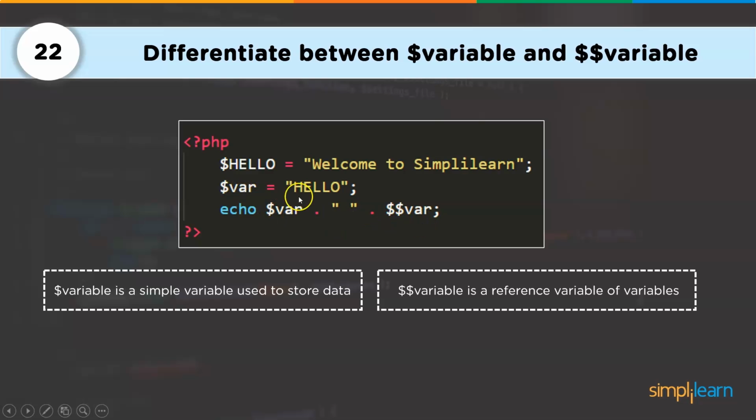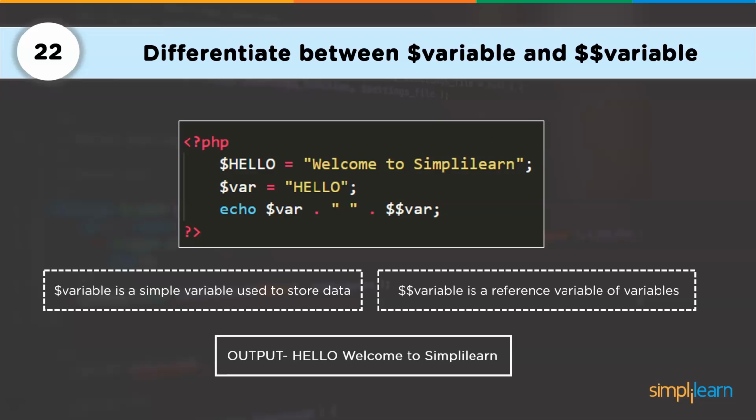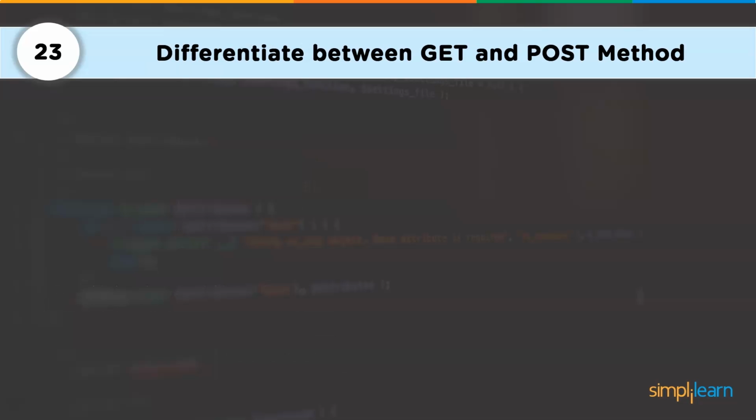So what it is doing is it is referencing the value to another variable. So hello variable is being referenced. So when you execute this block of PHP script, what you get as the output is hello, since this is the variable hello, and after that what you'll get is welcome to Simplilearn, since this variable is a reference to this variable.